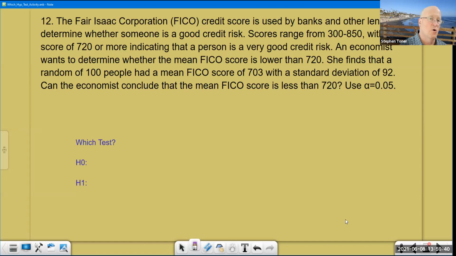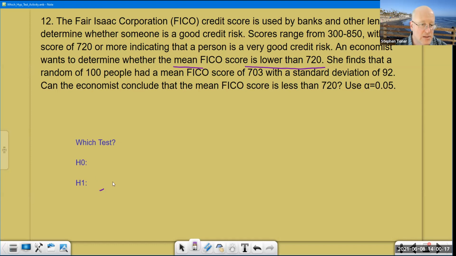The Fair Isaac Corporation, which you well know as the FICO company, their credit score is used by banks and other lenders to determine whether someone is a good credit risk. Scores range from 300 to 850, with a score of 720 or more indicating that a person is a very good credit risk. An economist wants to know whether the mean FICO score, we're dealing with means, is lower than 720. She finds 100 people have a mean score of 703 with a standard deviation of 92.